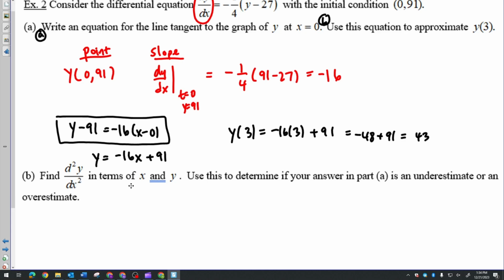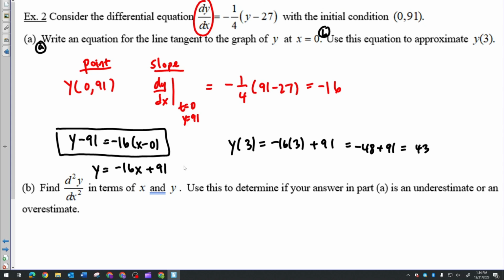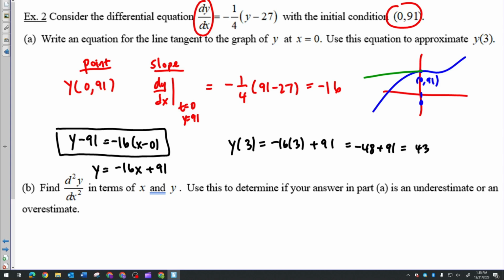This is find the second derivative in terms of x and y. Use this to determine if my answer in part A is an underestimate or an overestimate. Remember, this up here was the equation of a tangent line, and I had something happening at 0, 91. I don't know what, so it kind of helps if you know what things look like. If right here this was 0 and this was 91, what I just did with this slope of the tangent line is I drew a tangent line right at this point here. I drew this as the tangent line.